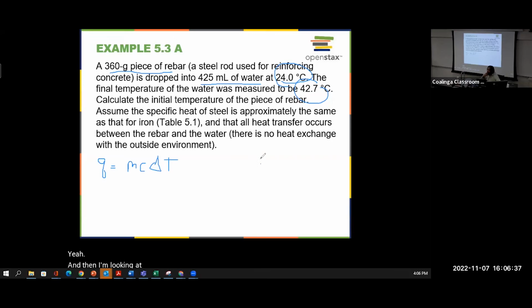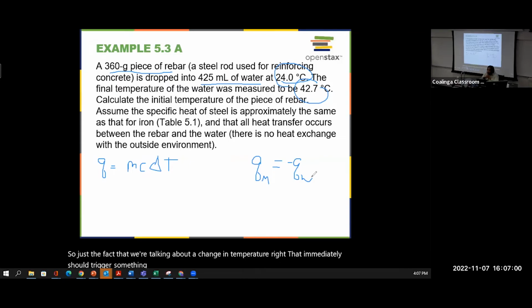So in other words, I'm looking at Q of the metal has to equal minus Q water. Okay, so just the fact that we're talking about a change in temperature, right, that immediately should trigger us to always use the heat equation. And they also want us to calculate.